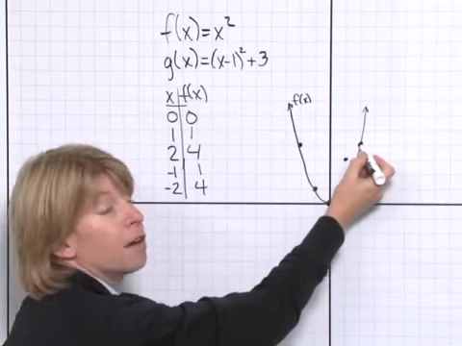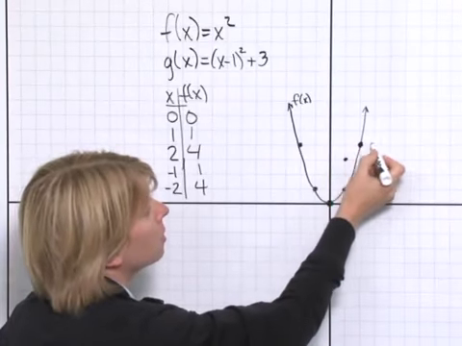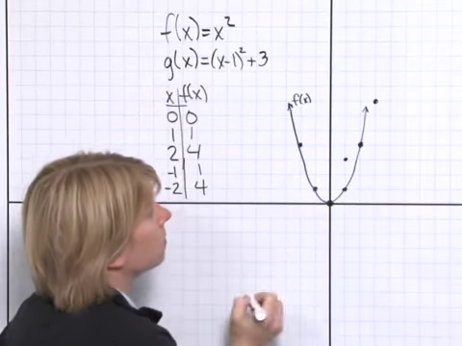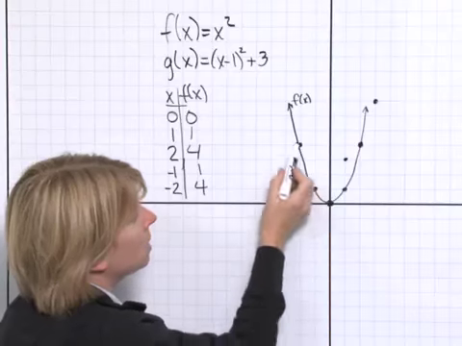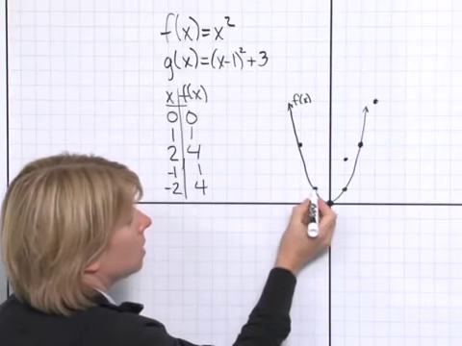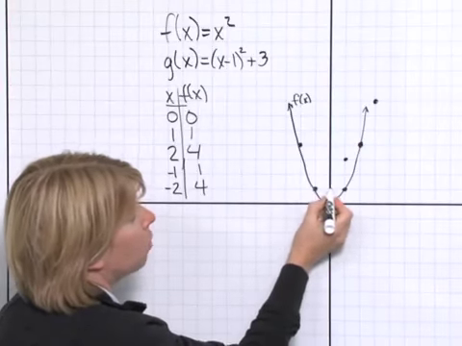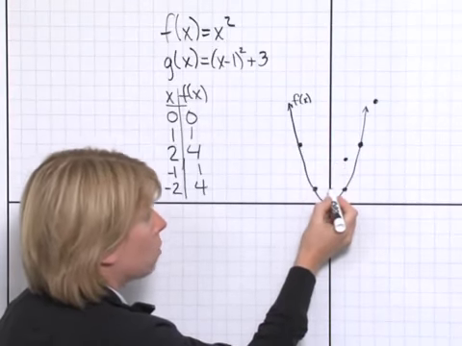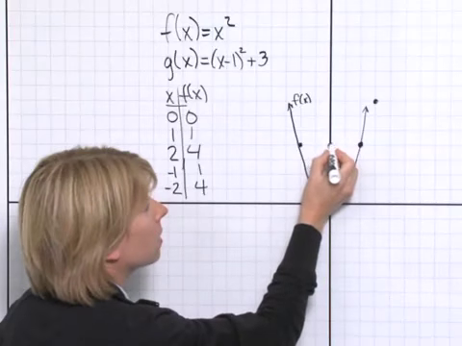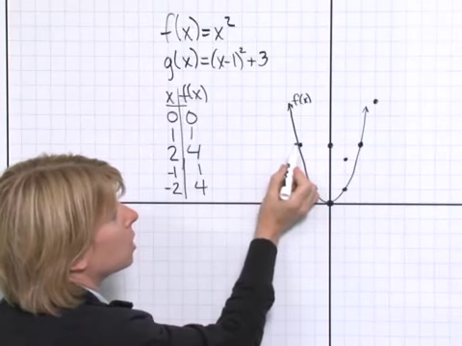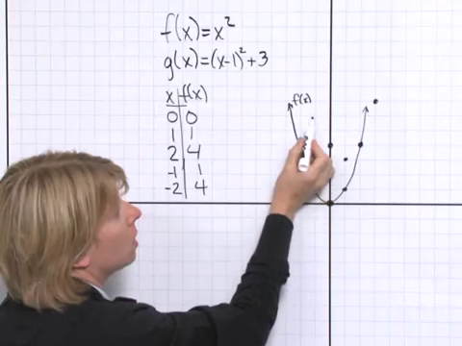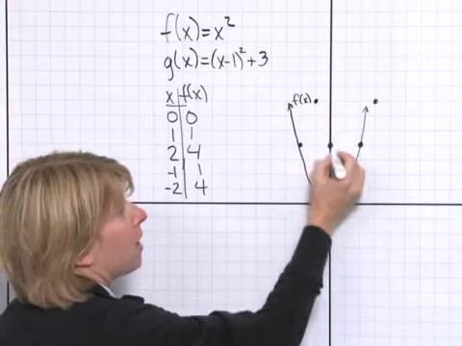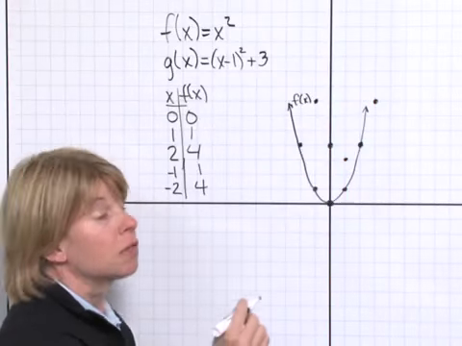Let's take this point on f, shift it right 1 and up 3, right 1, up 3. And then we'll take these 2 points and shift those. This point on f, shifting it right 1 and up 3, 1, 2, 3. Shifting it right 1 and up 3. And finally this point, shifting it right 1 and up 3. So now we have our 5 guide points that we can use to get the graph of g.